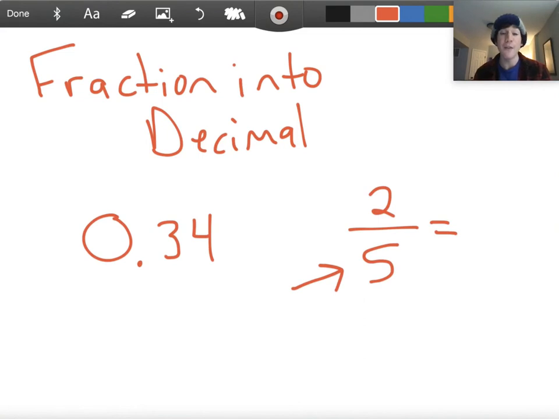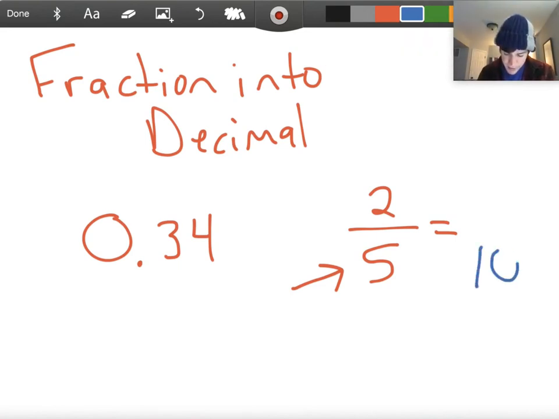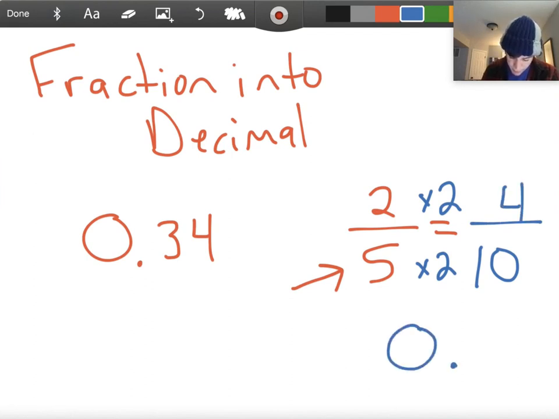We don't have a fifths place for decimals, but one thing we can do is change this into either a 10, 100, or 1,000. I'm going to choose a 10 because it's easy to change a 5 into a 10. To get to a 10, I'm going to multiply by 2, do the same to the top. I figure out this is 4/10, which as a decimal looks like this.